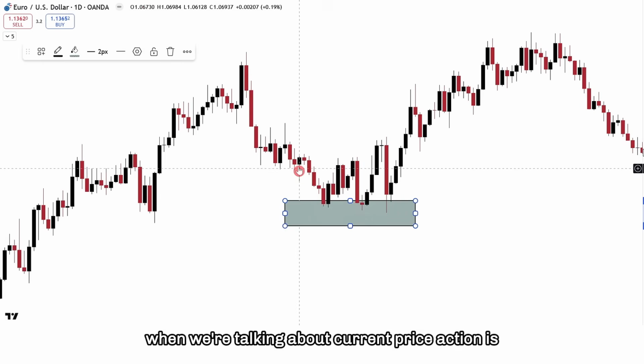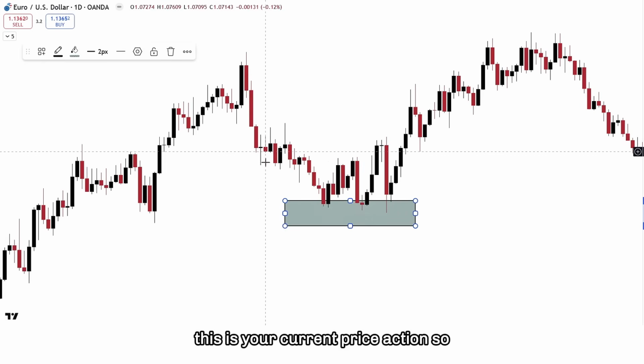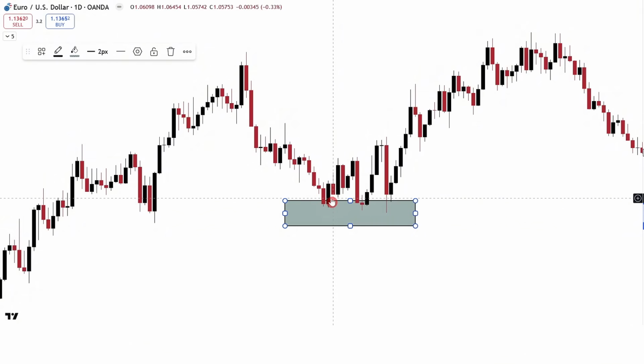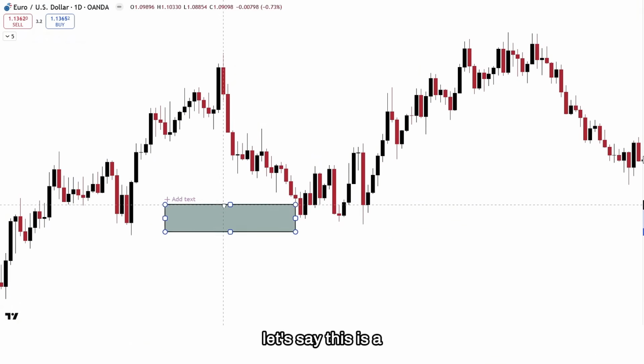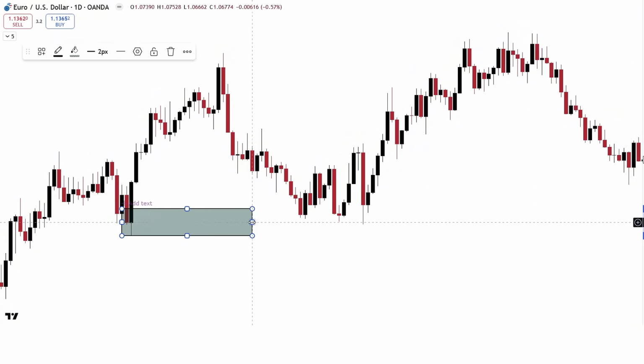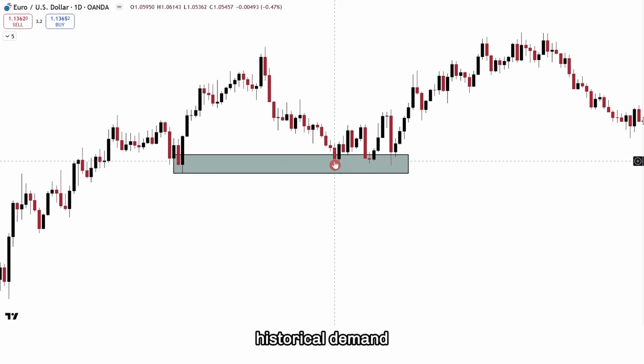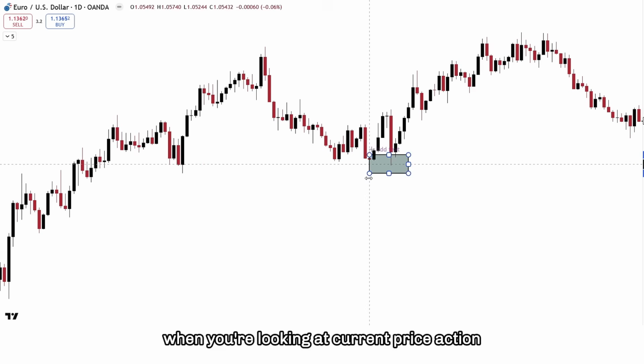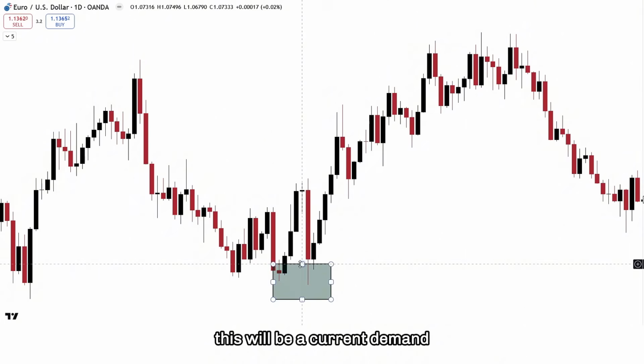When we're talking about current price action, if you're trading right here, this is your current price action. So let's say this is a historical demand. When you're looking at current price action, this will be a current demand.